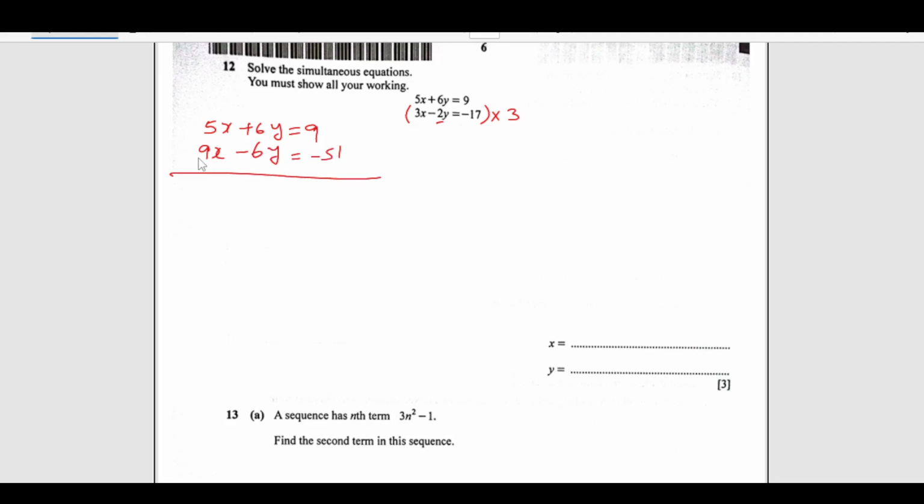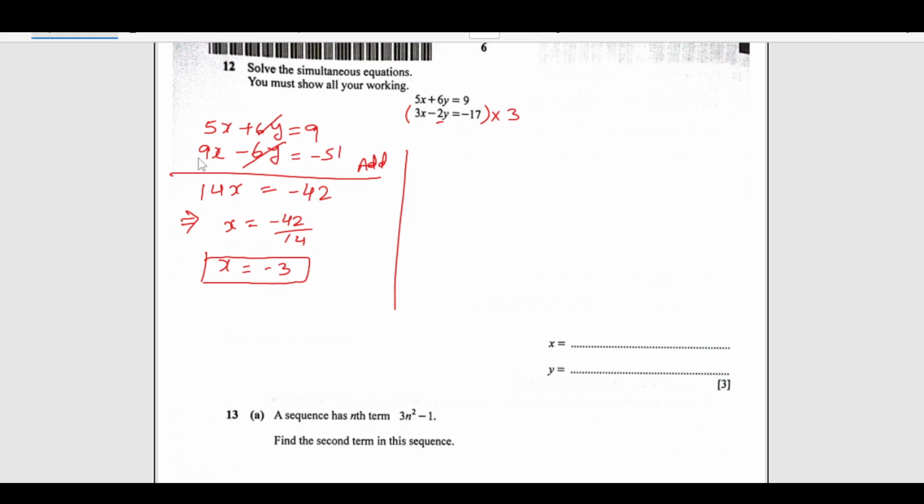So now let's add it. When you add this, the 6y and 6y get cancelled because the sign is different here. So 9 plus 5, it's 14x. And this one is 42. So this gives us x is equal to negative 42 over 14. So x is negative 3, right. So the value of x is negative 3.